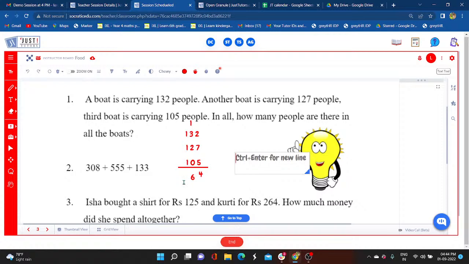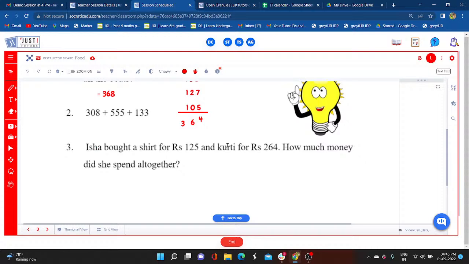1 plus 1 plus 1, which is 3. So my final answer is 368 people altogether in 3 boats, right? Now let's move to question 2. We have to try adding these 3 numbers. So let's try adding them over here.